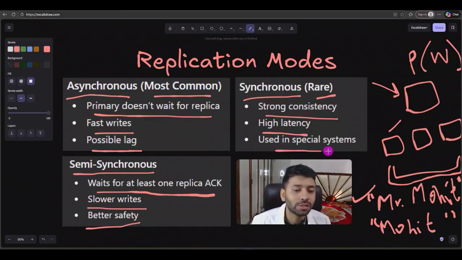Okay, so it is used in special systems. Depending on what kind of system you are using and what kind of requirements you have, you can use one of the three replication modes.